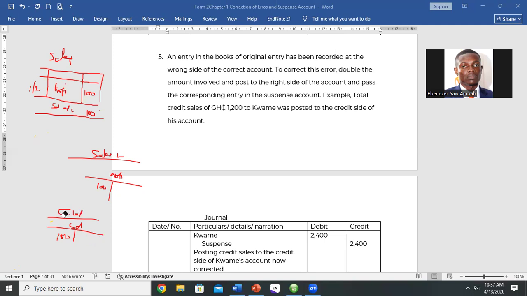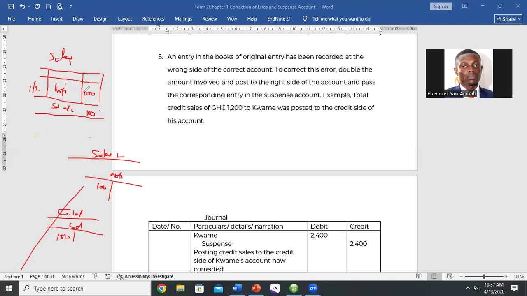And I'm saying that we did the posting, but in the sales account we are supposed to credit, and what have we done here? We have gone to debit the transaction in sales. So what have we done? Let's follow the error. An entry in the day book, or in the original entry, has been recorded at the wrong side of the account. So this entry in the sales day book, which is the total sales, we recorded it at the wrong side of the sales account. That's the error.